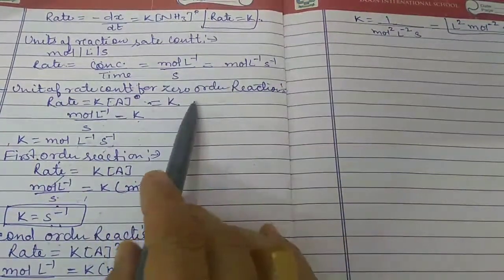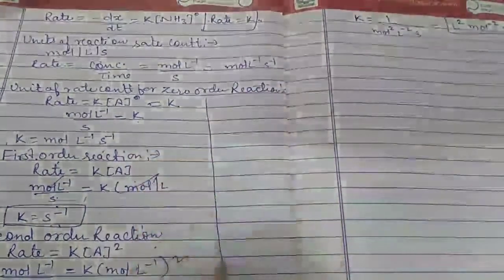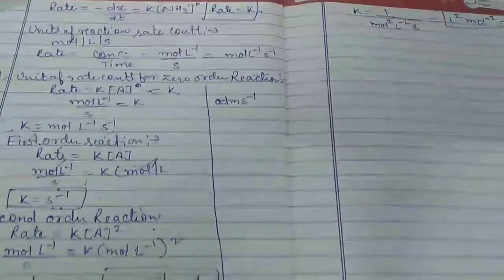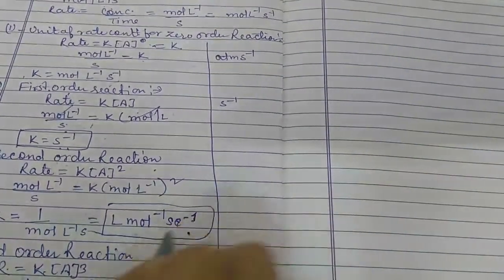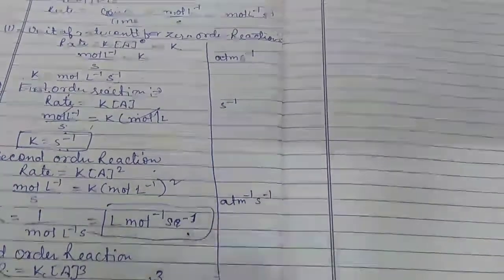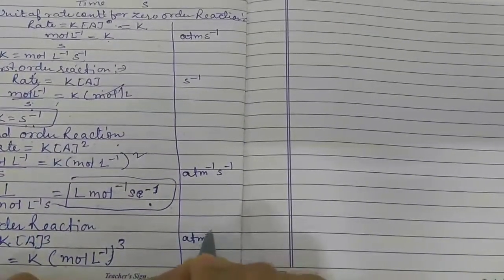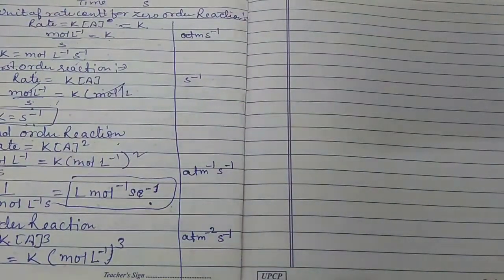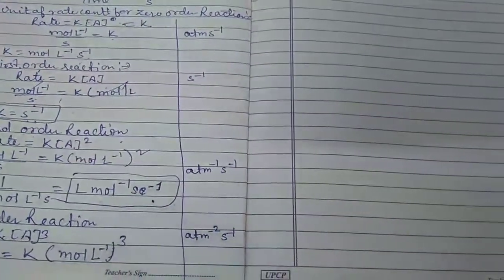So first of all, let us discuss the case of the zero order reaction, if we are talking about the gaseous reaction. For the gaseous reaction the unit of the rate constant for zero order reaction is atmosphere per second. For first order reaction it is per second, that is the same. For second order reaction it is per atmosphere per second, and for the third order reaction it is per atmosphere square per second. So these are the units in case of the gaseous reaction. The units are changed because for the gaseous reaction we have taken the concept of pressure, and we know that the unit of the pressure is atmosphere.